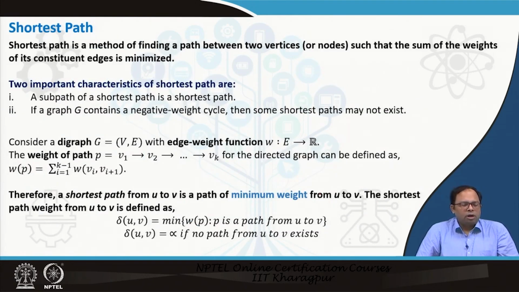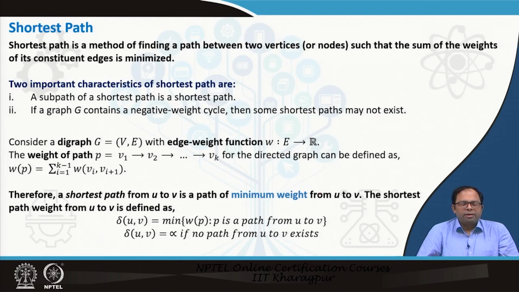So, now we come to shortest path, and in the shortest path method we are trying to find a path between two vertices or nodes such that the sum of the weights of its constituent edges is minimized. So, this is what we need to determine. That means, between any two nodes, what is the shortest path, or what is the sum of the weights of all the constituent edges when it is minimum, that is what we have to determine.